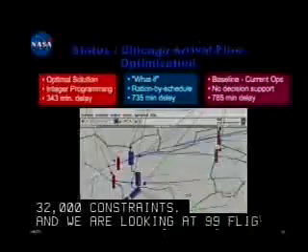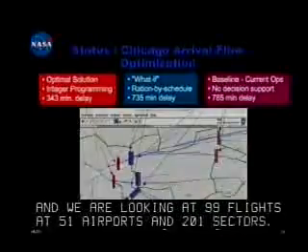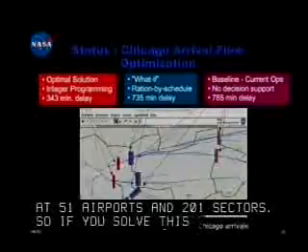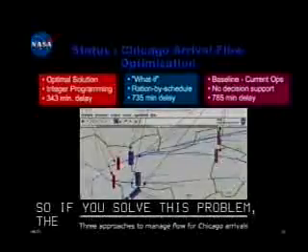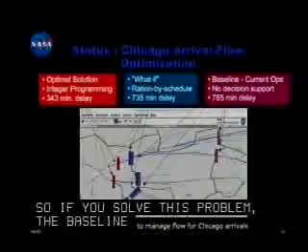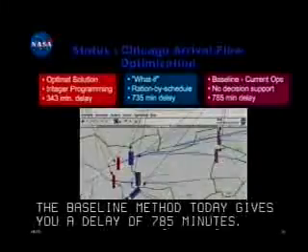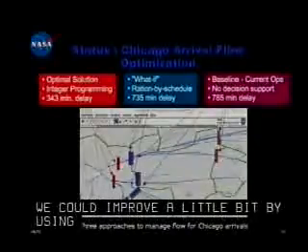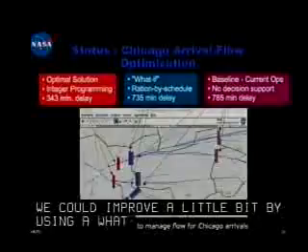Next view graph, please. So if you solve this problem, the baseline method today gives you a delay of 785 minutes. There, no decision support is available. We could improve a little bit by using a what-if methodology, by sort of a ration by schedule or first come, first serve.